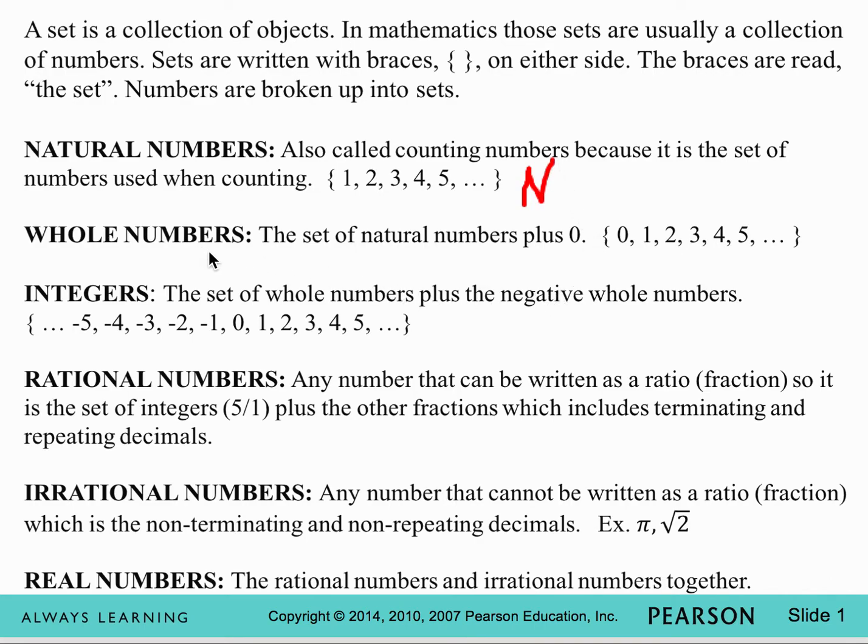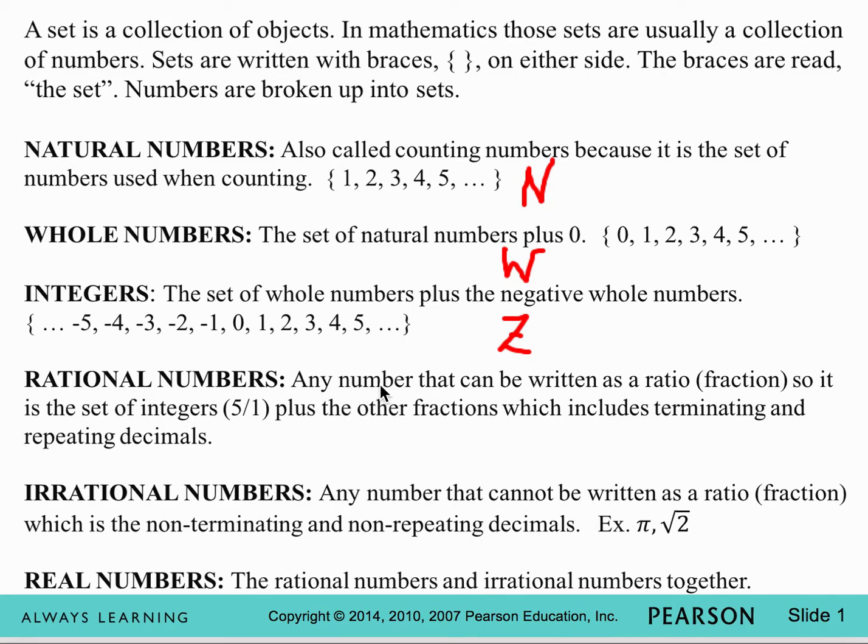Okay, then whole numbers is all the natural numbers, so it's 1, 2, 3, 4, 5, dot, dot, dot, plus 0 is in the set. Okay, and we can talk about that with a capital W. The integers are all the whole numbers, so 0, 1, 2, 3, 4, plus the negative whole numbers, -1, -2, -3. Now there's another set that starts with an I. So usually we use a Z when we're talking about integers.